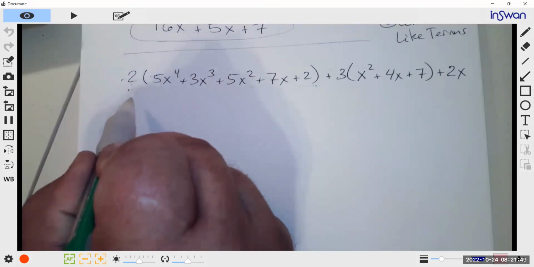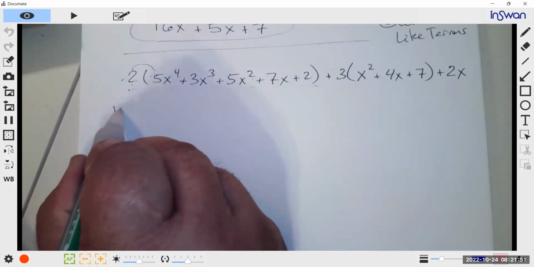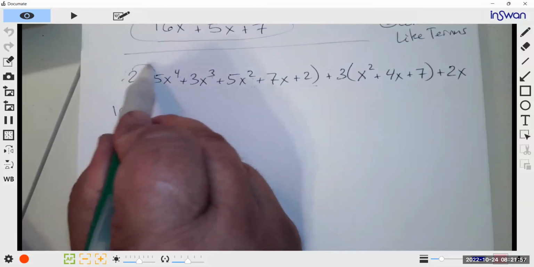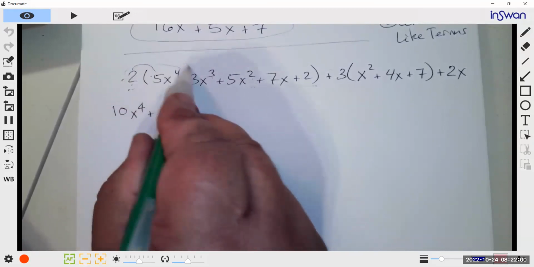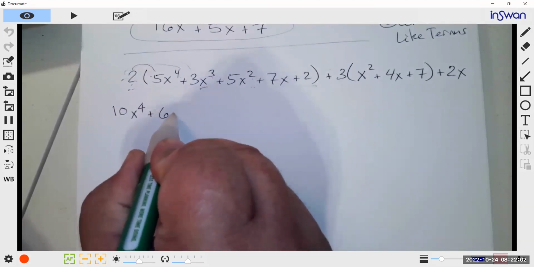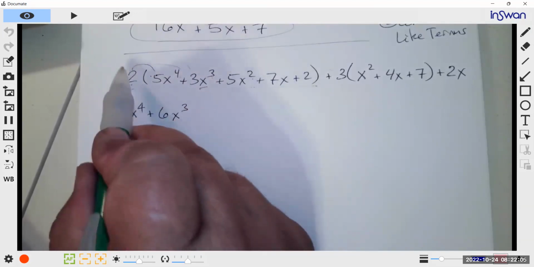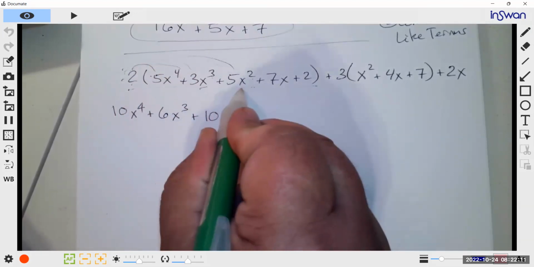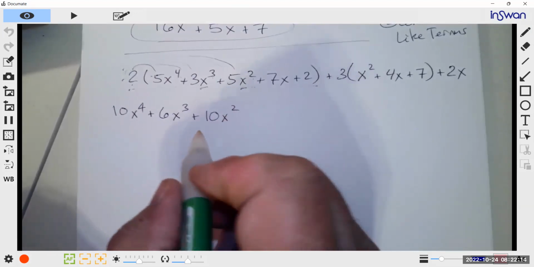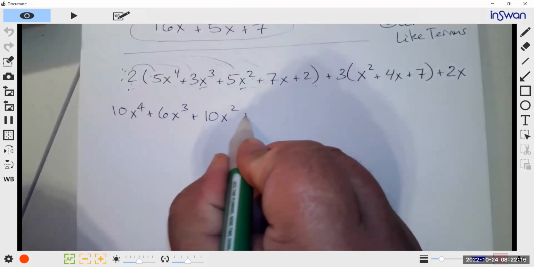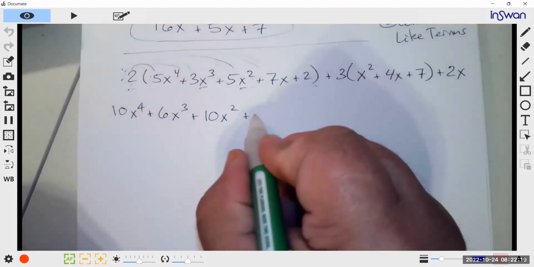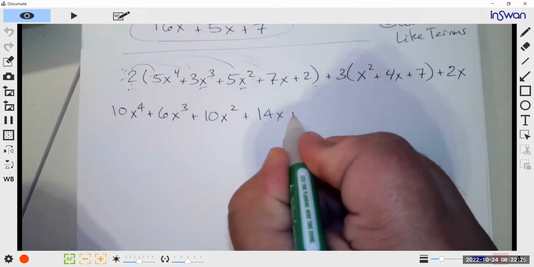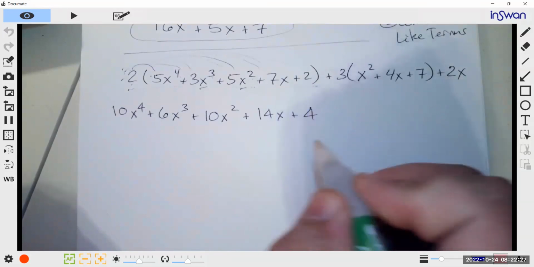So positive times positive is positive. 2 times 5 is 10, x to the 4th. Positive times positive is positive. 2 times 3 is 6, x cubed. Positive times positive is positive. 2 times 5 is 10, x squared. Positive times positive is positive. 2 times 7 is 14, x. Positive times positive is positive. 2 times 2 is 4.